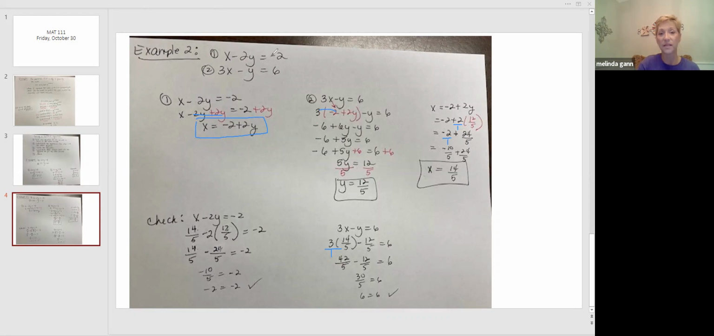Now, like before, we're going to graph some of this on Monday. If you were to graph this line and this line, they're going to cross at the point 14/5, comma 12/5. So 14/5, remember, that would be about 2 4/5, so about 2.8. And this is 12/5, so this would be about 2 2/5, or about 2.4. So you can either box both of these, or you can write your answer as a point. That's completely up to you.